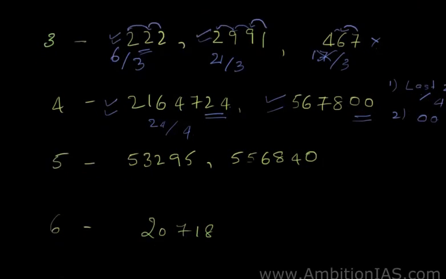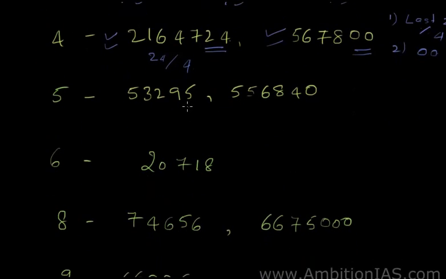Divisibility by 5 is pretty simple. If the number ends with 5 or if it ends with 0, then this number is divisible by 5. Very simple. Divisibility of 6. So divisibility by 6 is very simple again.